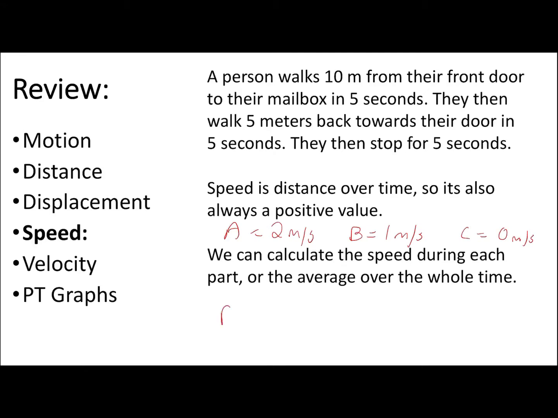The total average speed. Average speed is just our total distance over the total time. Total time, which is 15 over 20. 20 seconds passes altogether. 15 over 20. I can't read.